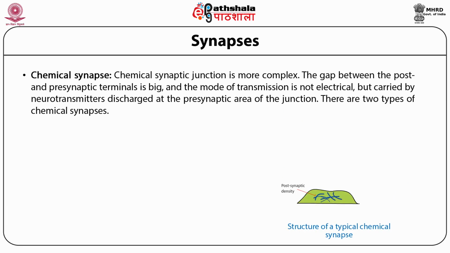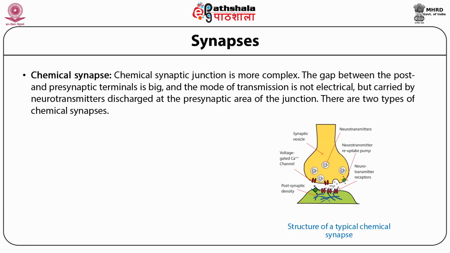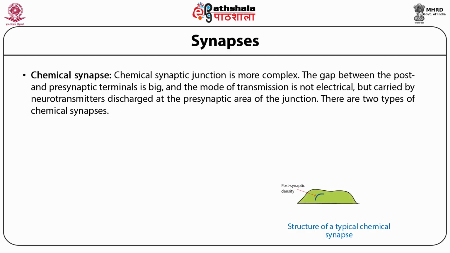Chemical synapse. Chemical synaptic junction is more complex. The gap between the post and presynaptic terminal is big and the mode of transmission is not electrical but carried by neurotransmitters discharged at the presynaptic area of the junction.